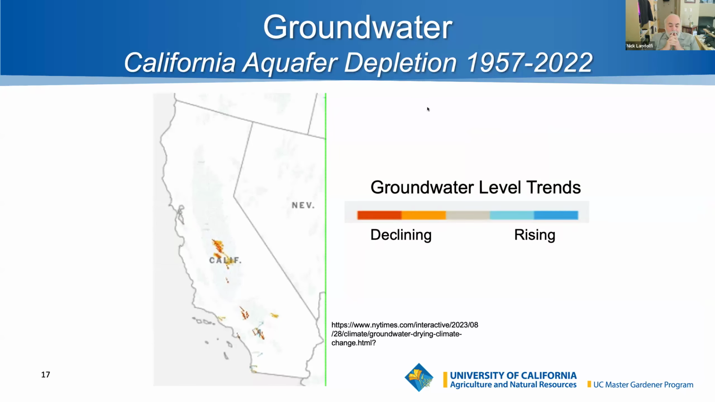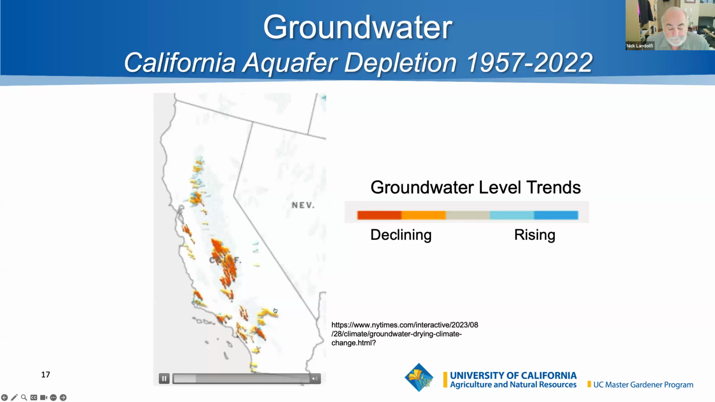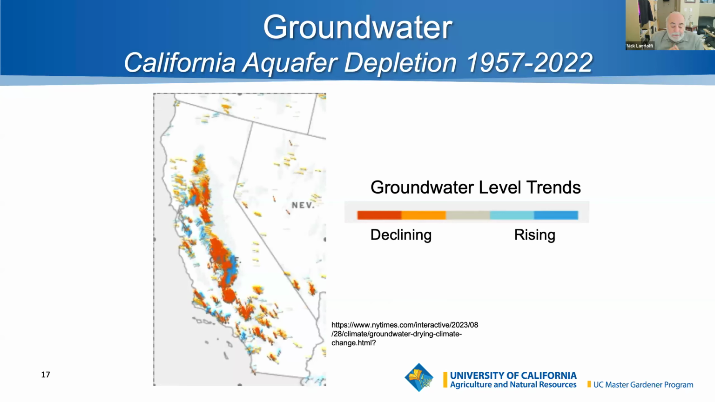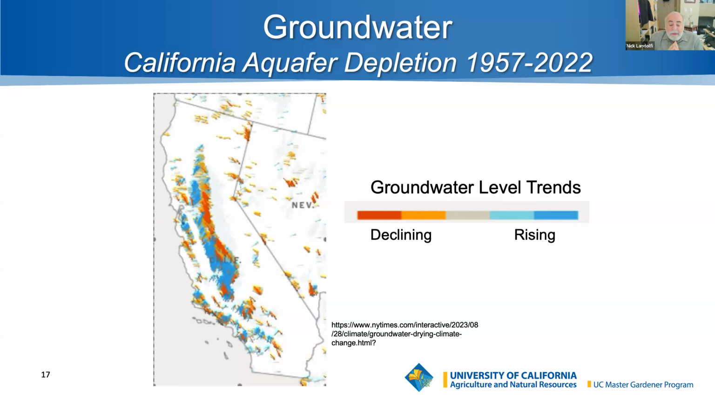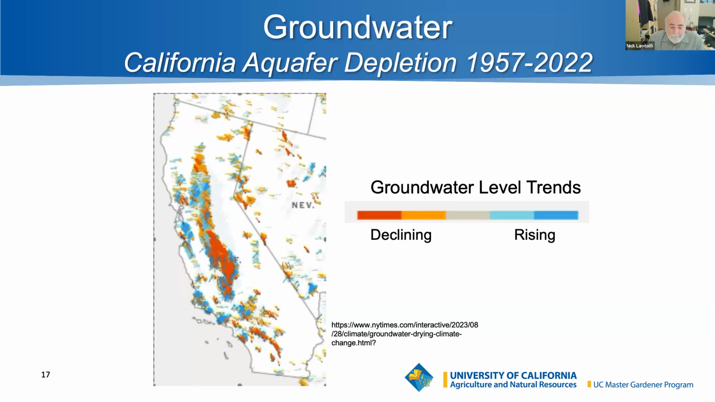I have told you that groundwater contains approximately 50% of the drinking water supply, and I want to alert you of the concern of aquifer depletion. This short video displays the groundwater level trends in California for the 65 years between 1957 and 2022. The red will indicate depletion, and the blue indicates recharging. Let's watch.